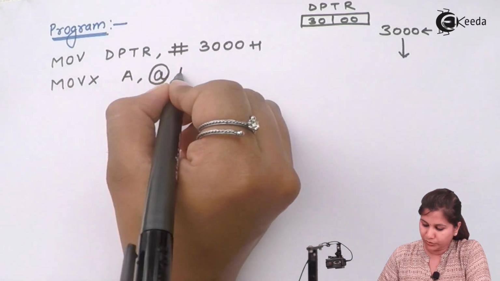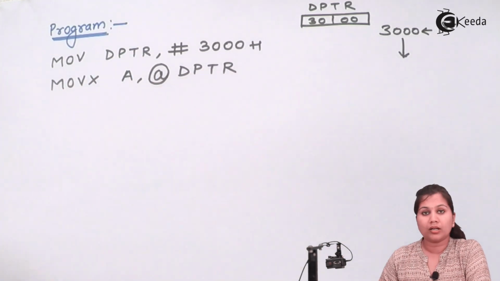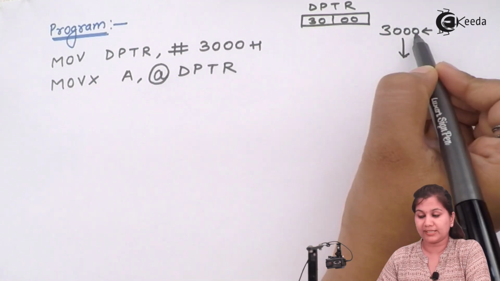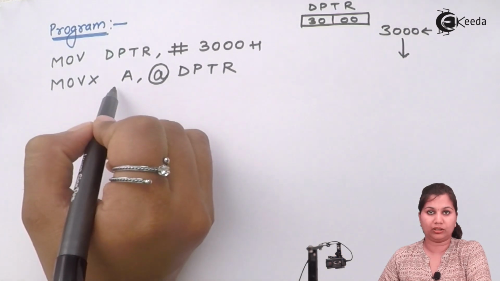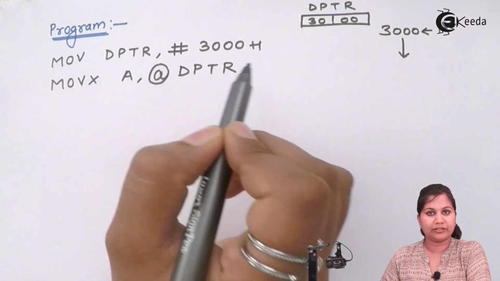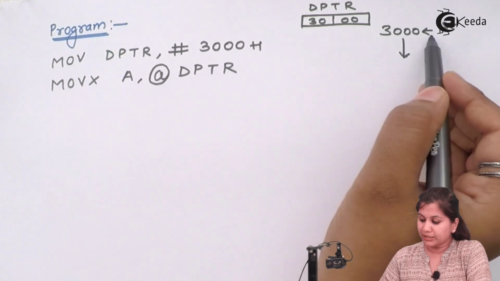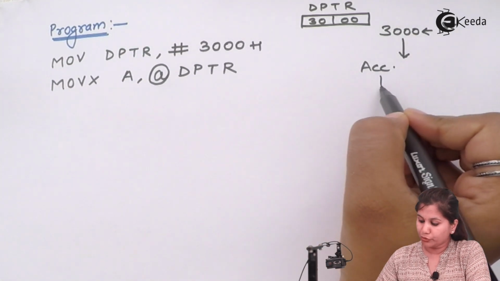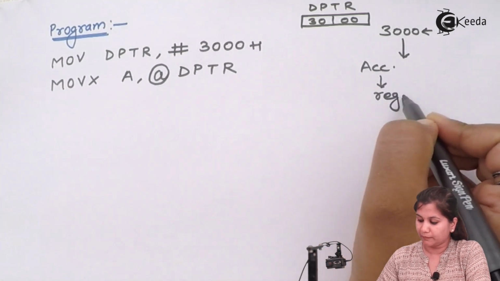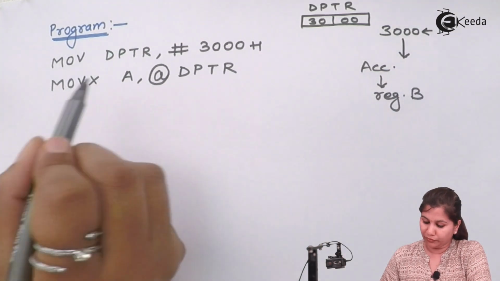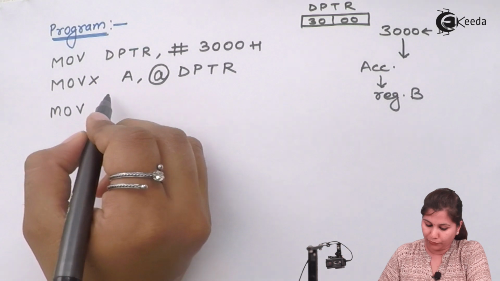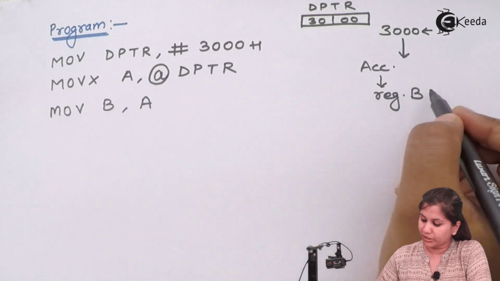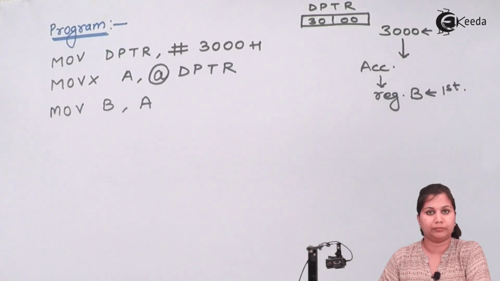Indirect addressing we are using because we don't want to move this 3000 into A. We want that the number which is at 3000, that number should come into the accumulator. So for that, indirect addressing is used. Now first number has come into the accumulator. Now we want this first number to come in another register, register number B. So what we will do, move the contents of A into B. So now in register B we will be having the first number.